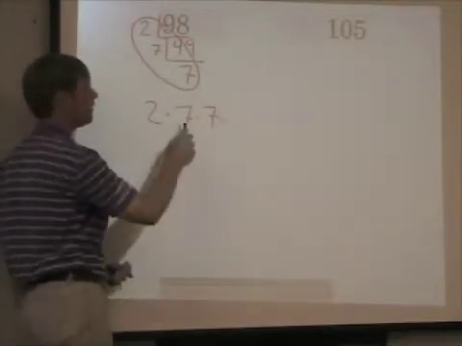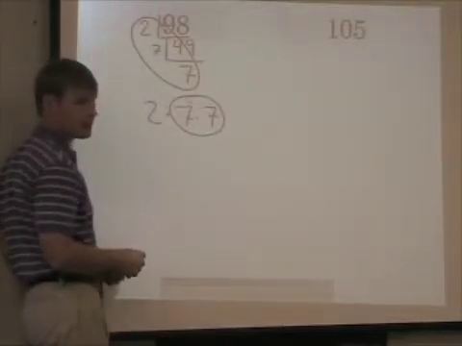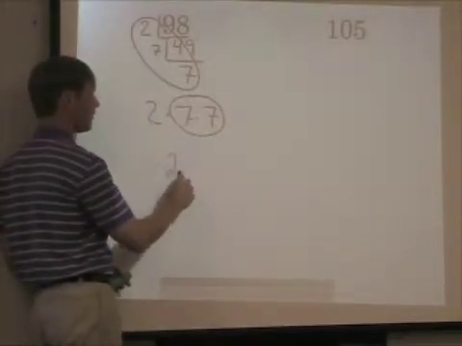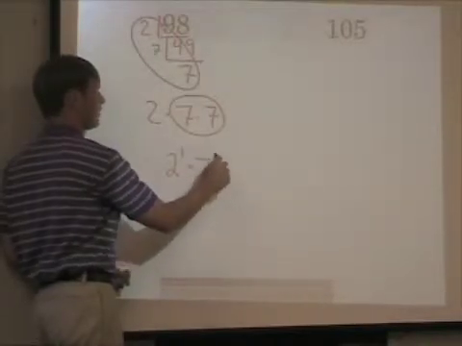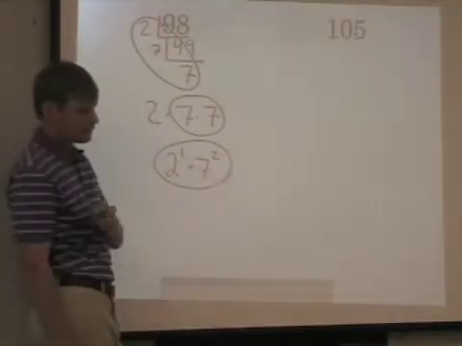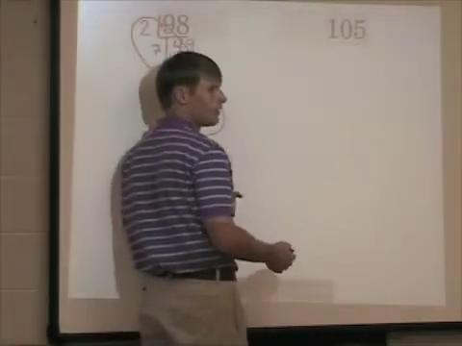But now we don't want to leave 7 as 7 times 7, do we? No, sir. We want to say 2 to the first power, because there's only 1, times 7 to the second power. Yes, ma'am. All right, we got another one over here.